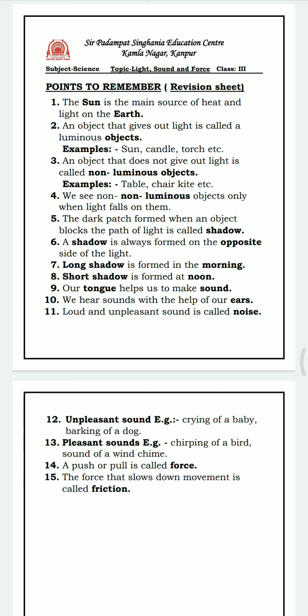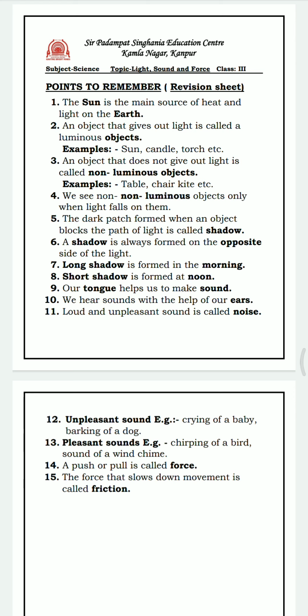Fine. Now the third one, what are non-luminous objects? Okay. So the non-luminous objects are those objects that do not give out light. Fine. So objects that do not give out light of their own are known as non-luminous objects. Okay. Examples of the non-luminous objects are table, chair, kite, etc.